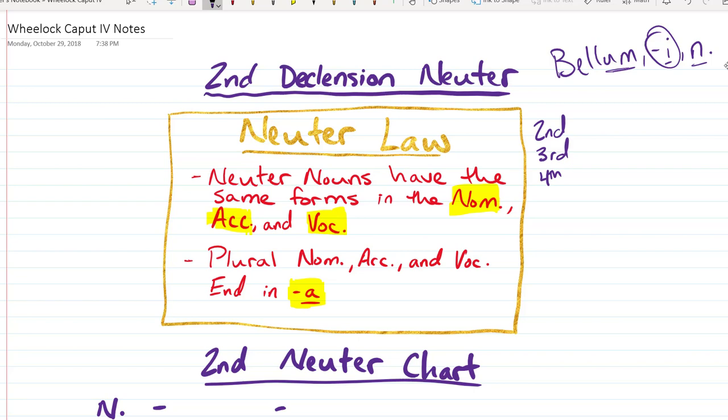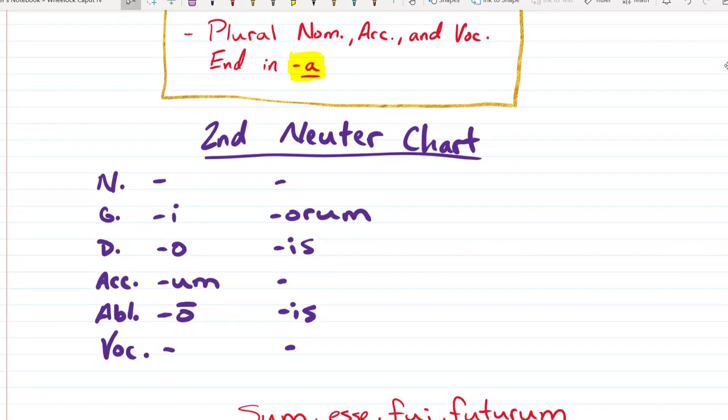So the declension chart is exactly the same. If we look here, for any neuter noun, they're going to have the same forms in the nominative, the accusative, and the vocative. And the plural nominative, accusative, and vocative will end in A instead of whatever ending is already in the declension chart. Okay, so if we look at the second declension neuter chart, as it's already kind of filled out here, everything is the same except our nominative, accusative, and vocative.